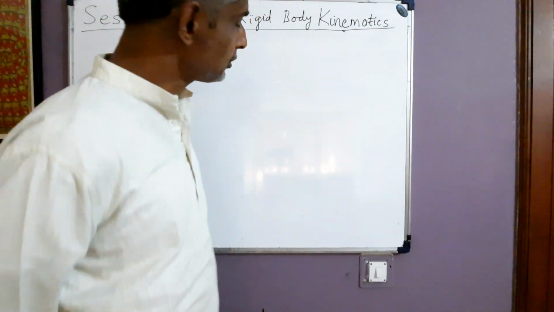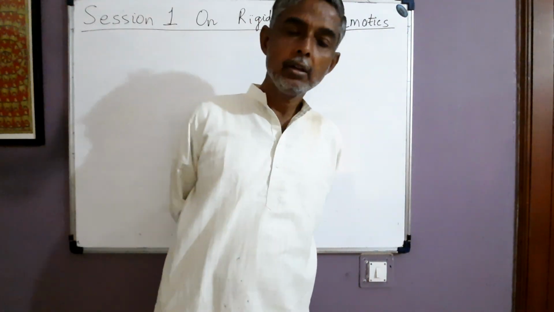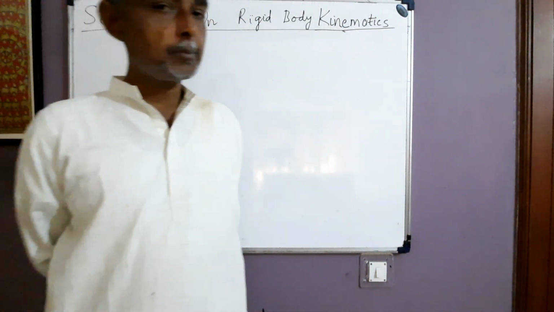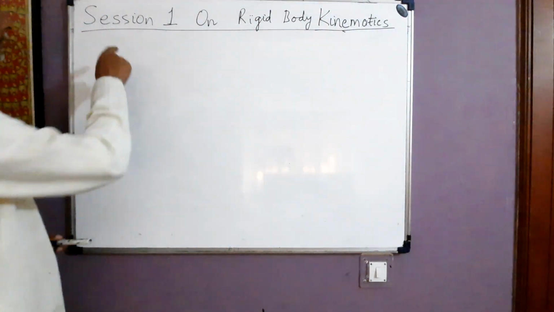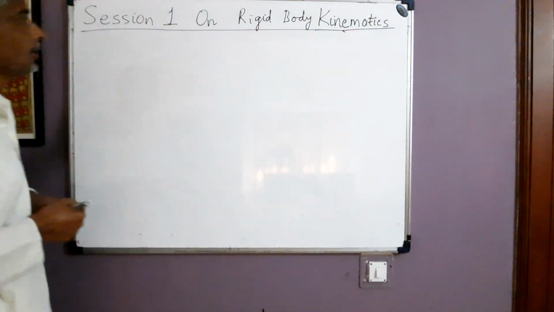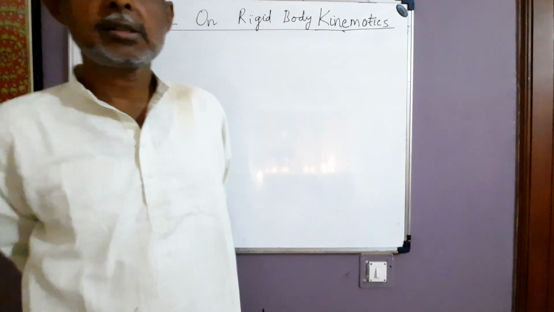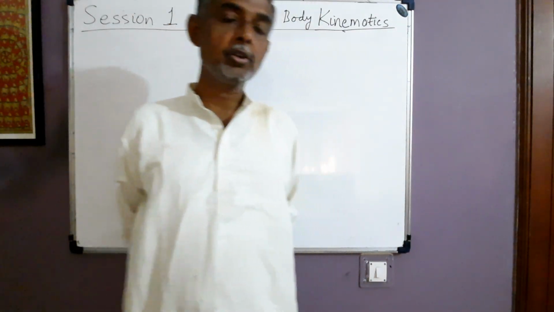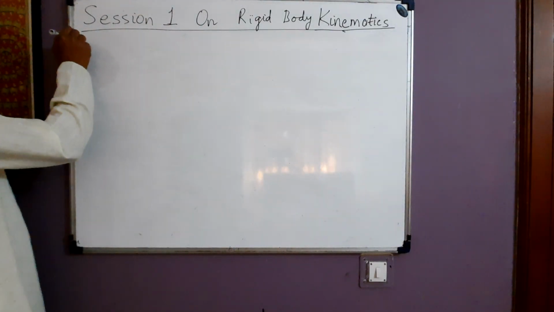First, I'll outline the topics which have to be covered in this chapter. Then I'll take up one by one all the topics of this chapter. So first I'll write what this is all about. In this first session on rigid body kinematics, we will discuss the kinematics of rotating rigid bodies in plane motion. This is what we are going to discuss.